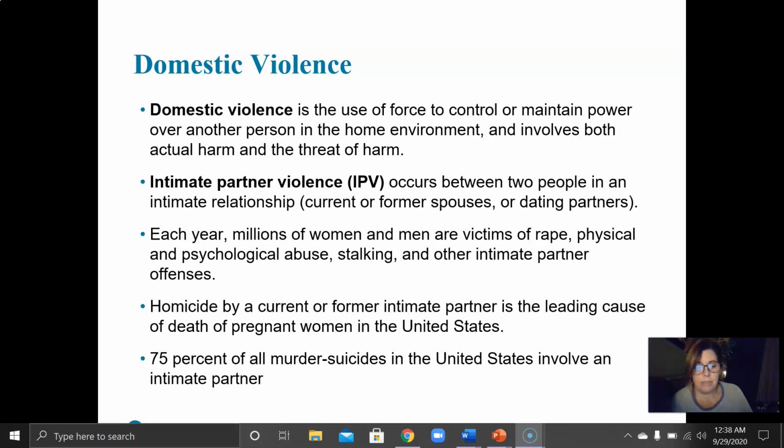Domestic violence has historically referred to the use of force to control and maintain power over another person in the home environment. Domestic violence can occur between parent and child, between spouses or intimate partners, or between siblings or other family members. It may involve emotional abuse, verbal abuse, threats of physical harm, and actual physical violence. The term domestic violence is slowly being replaced by more specific categories of violence and violence that may not occur in the home.